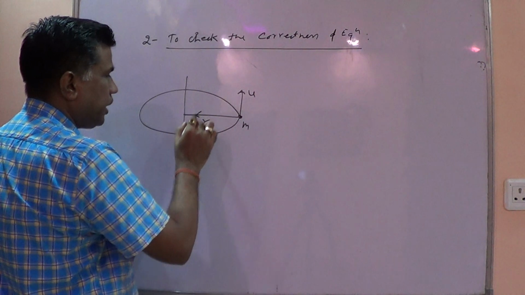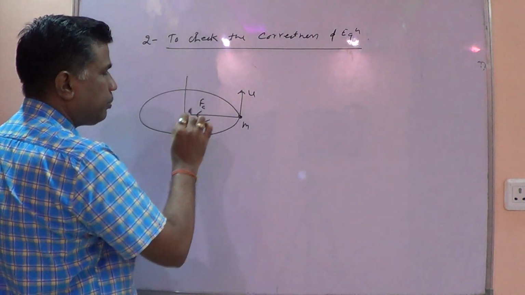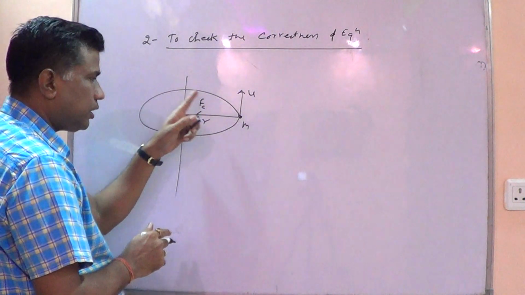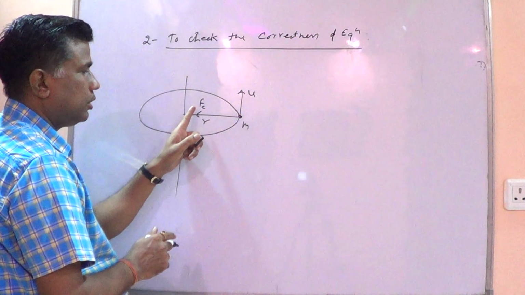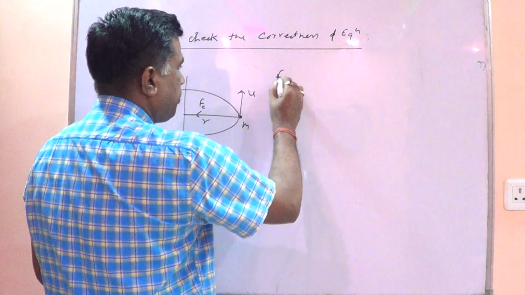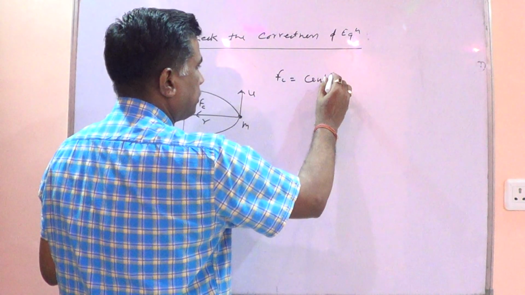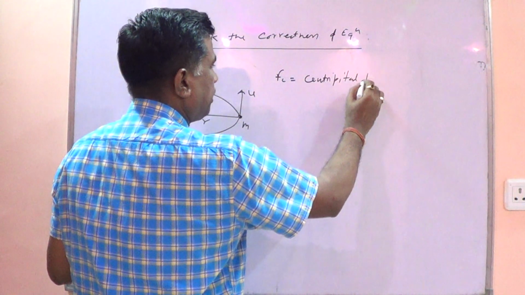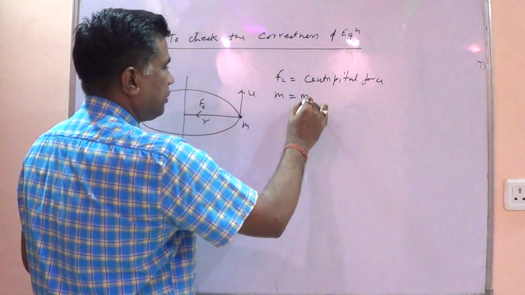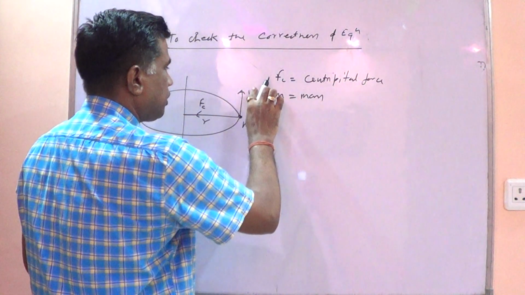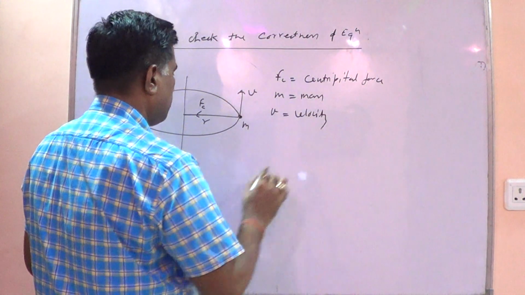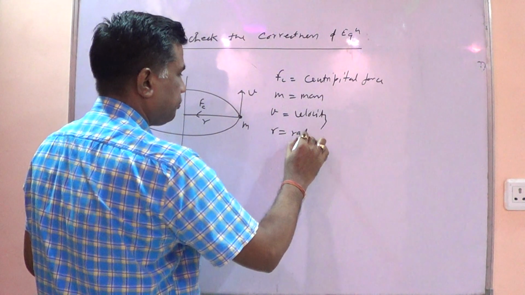So whatever force is acting on this object toward the center, that force is called centripetal force, and it is written by F suffix c. Friend, it is also a type of force. Just some notation is changed, that is, it is written F suffix c. So this F suffix c is called centripetal force. M is mass. This V is velocity. And R is radius.